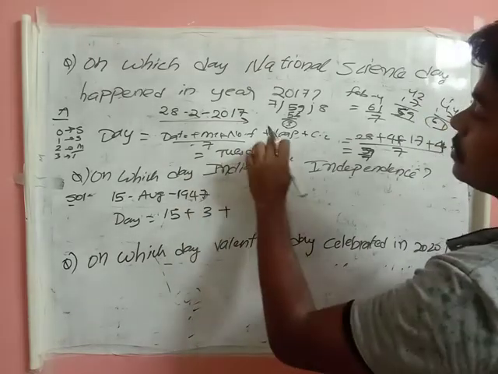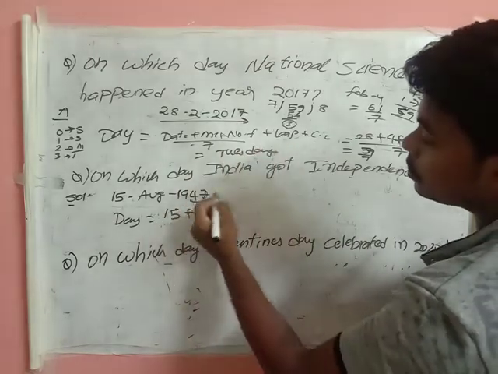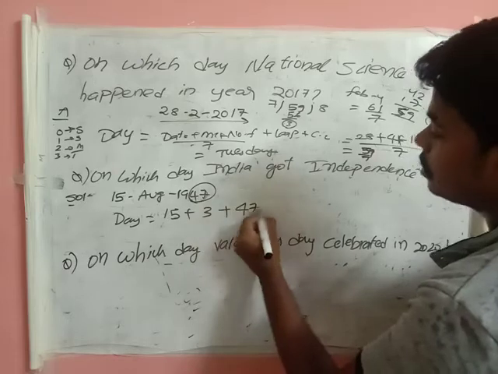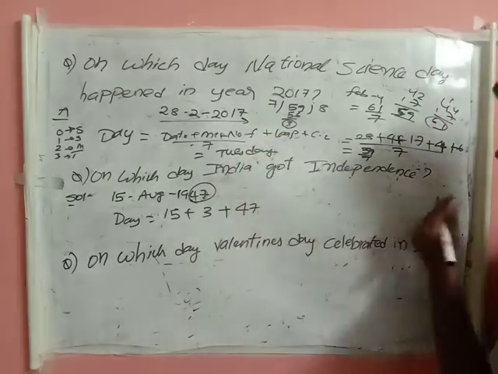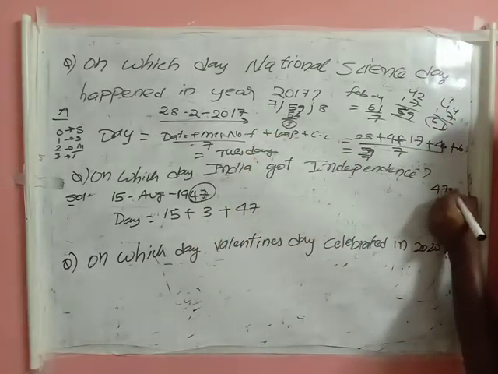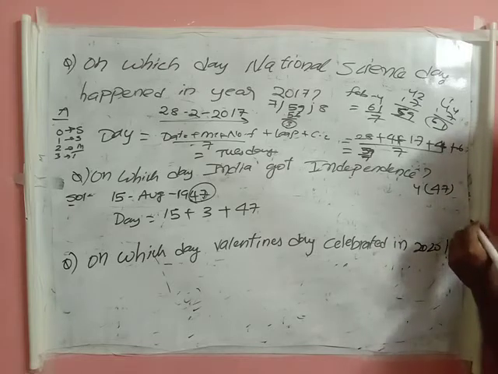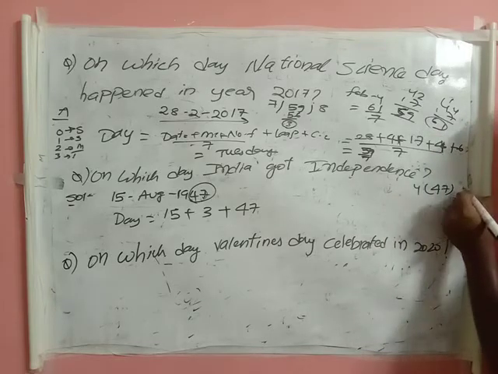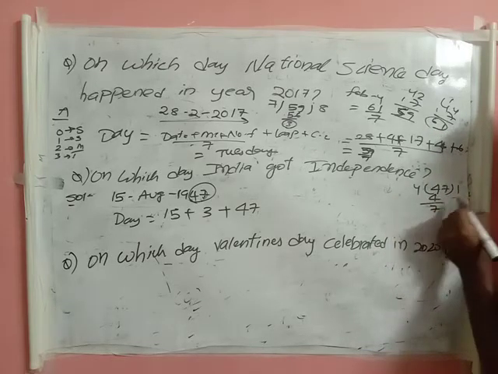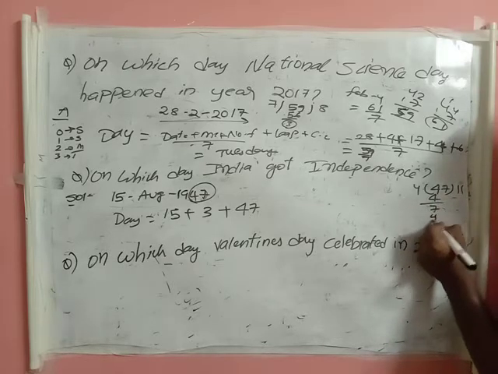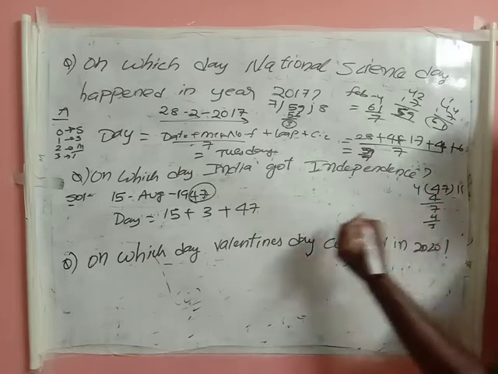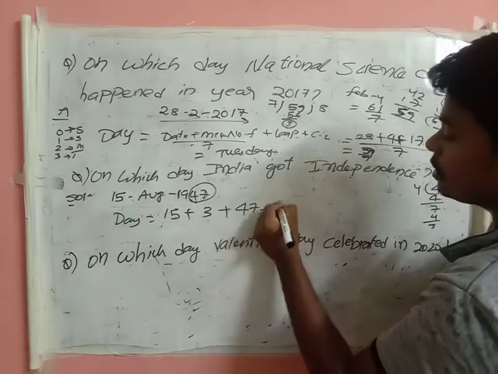Now coming to the number of years. I already told you to take the last digits, so 47. How to find the number of leap years? You just divide 47 by 4. 4 1s are 4, and 7 remains, so you'll be getting 11 as the number of leap years.